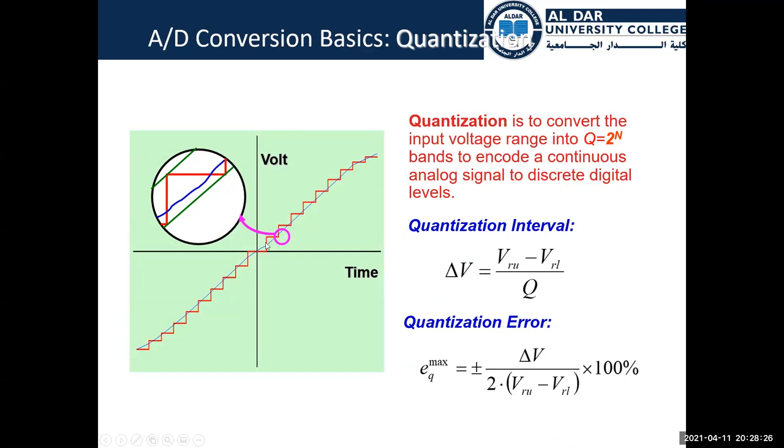There is a quantization error. As you see, this is the analog value and this is the digital value. The difference between the analog and digital is the quantization error. The quantization error is plus or minus delta V over 2 times (V upper minus V lower) in the denominator, all multiplied by 100 to get it as a percentage. This is the quantization error, and this is the quantization step or the quantization interval.